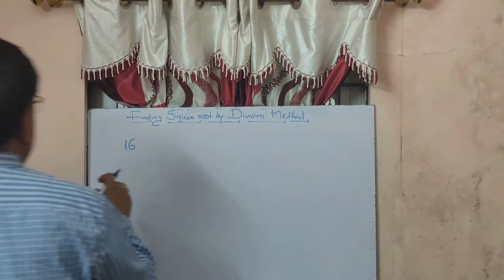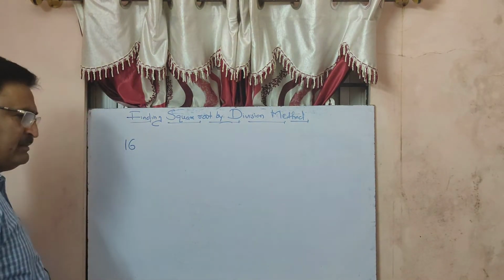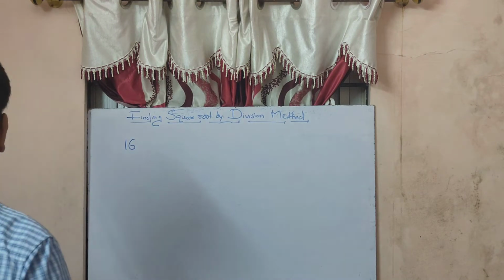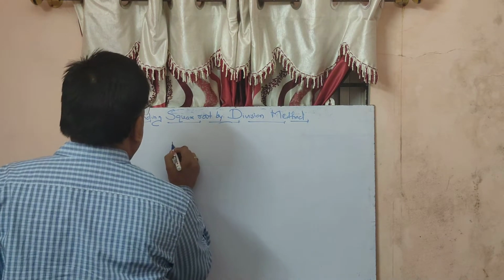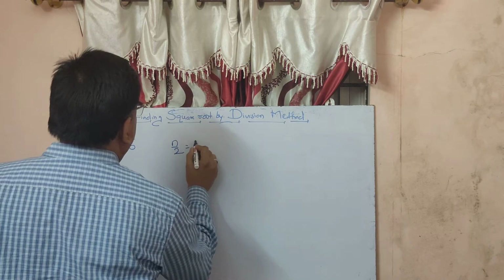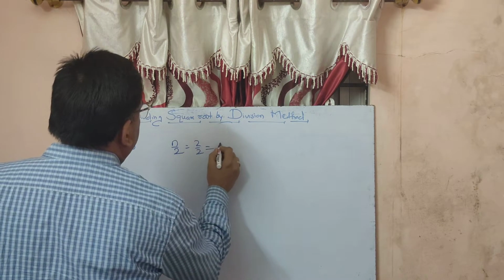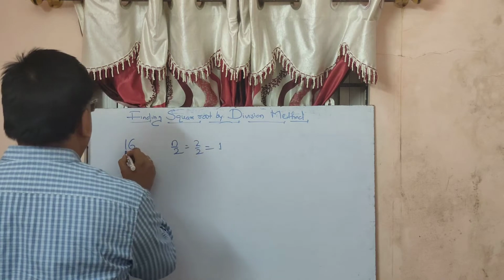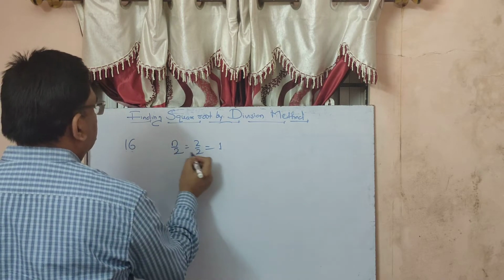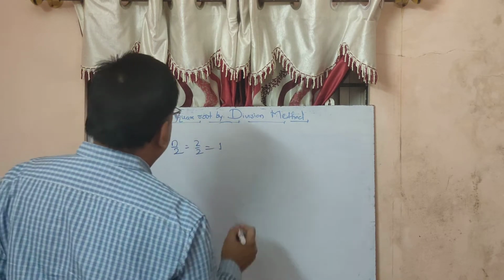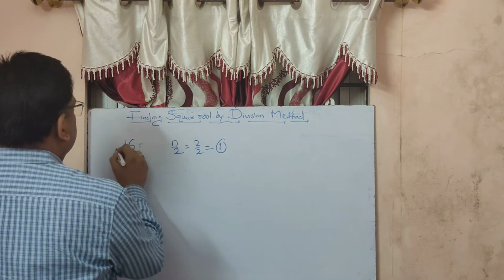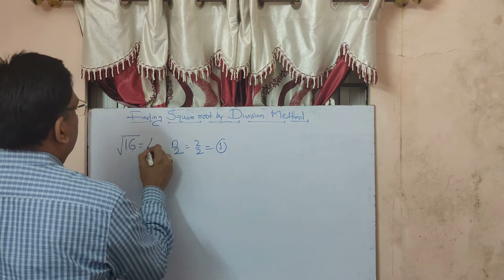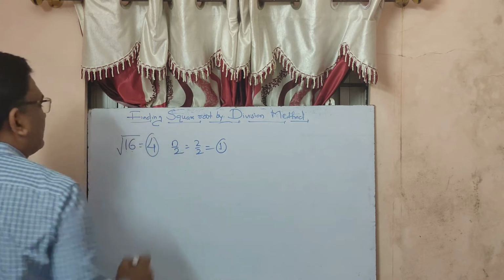Now this is an even number. So 1 and 2, they are an even number of digits. When it is an even number, we use n upon 2. N upon 2 means 2 upon 2, that is 1, where n means the number of digits, 2. So 2 upon 2 is 1. It means the square root of 16 will have only one digit.